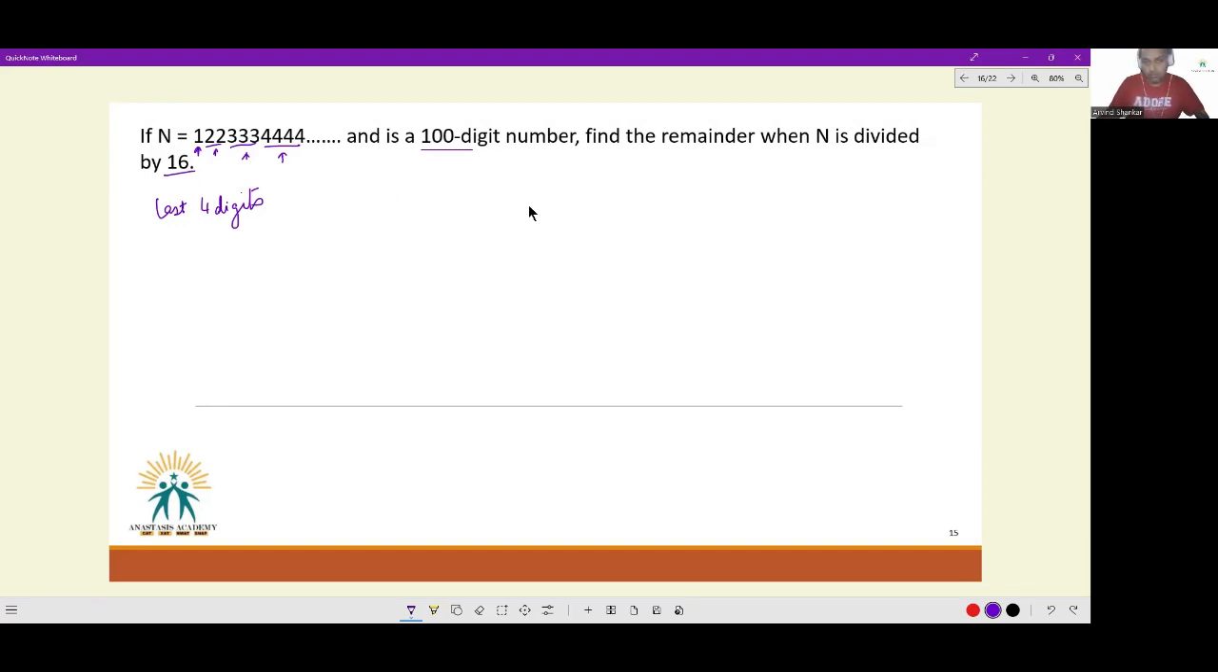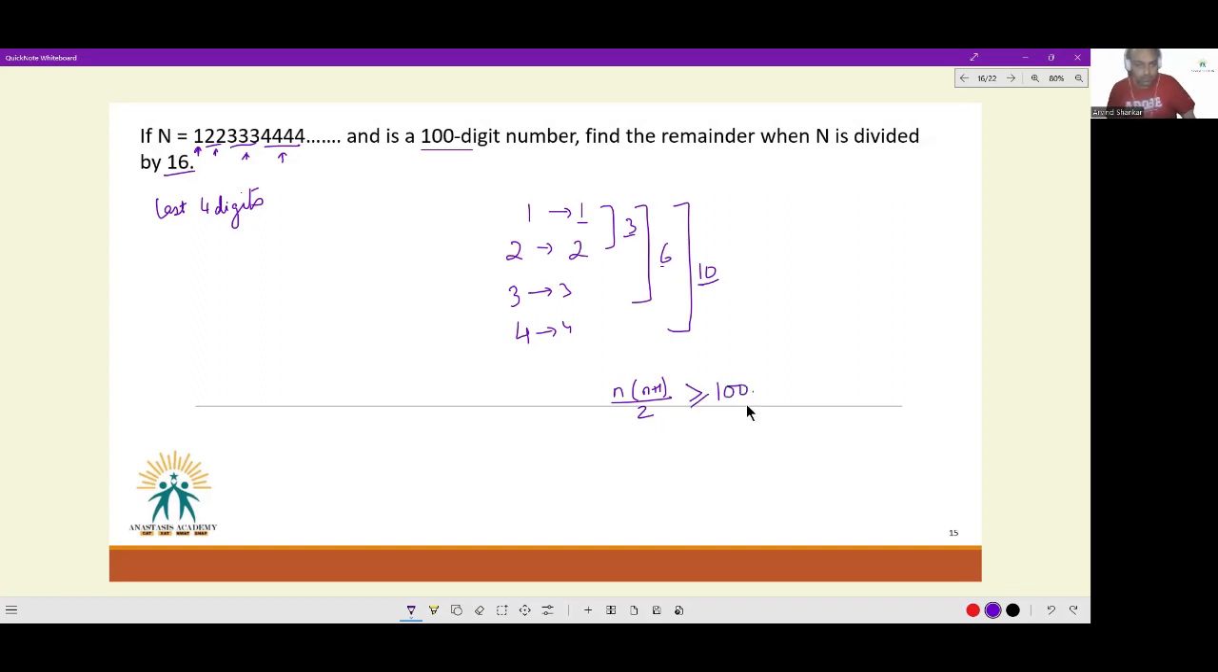For one, it goes on one digit. Two goes on till two digits, or cumulatively, we have reached three digits. Three goes on for three digits, or cumulatively, we have reached six digits. Four goes on for four digits, or cumulatively, we have reached 10 digits. Can you see? 1, 3, 6, 10. This is the sum of the first n natural numbers. So I have to identify n such that n(n+1)/2 is greater than or equal to 100.